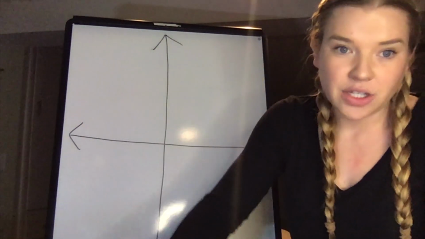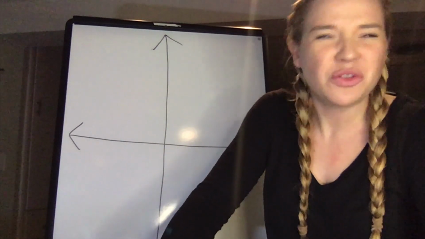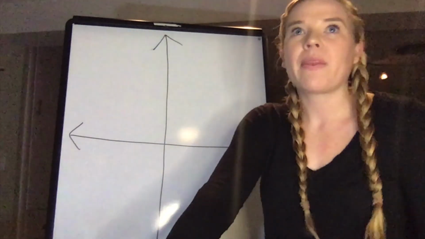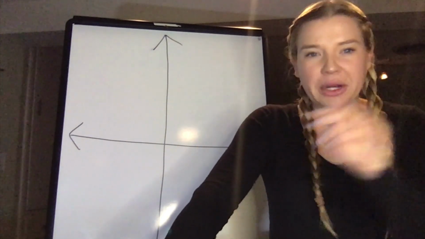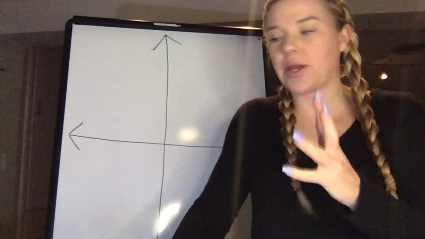When I am labeling a coordinate grid, which you may or may not have to do, you will have to do it in class, in terms of testing and things like that. I'm not sure if you're going to have to, but we're going to get in the habit of it just in case, because you will have to do it in class, okay?